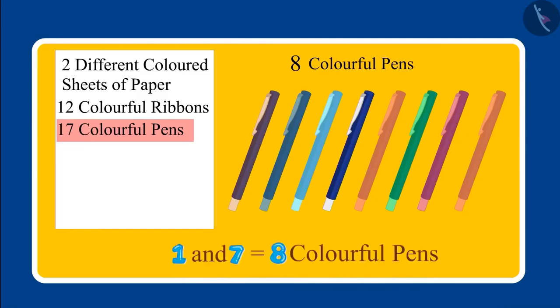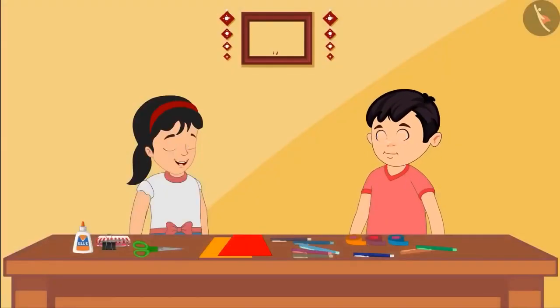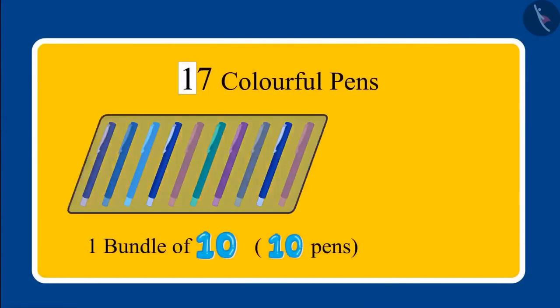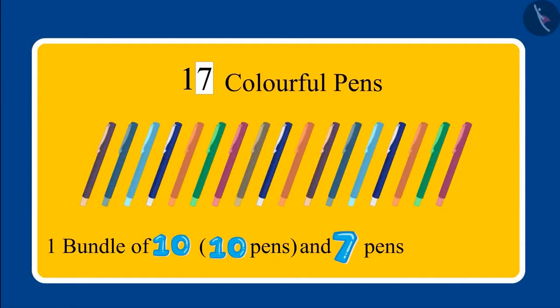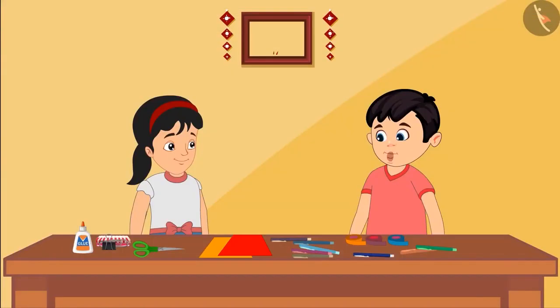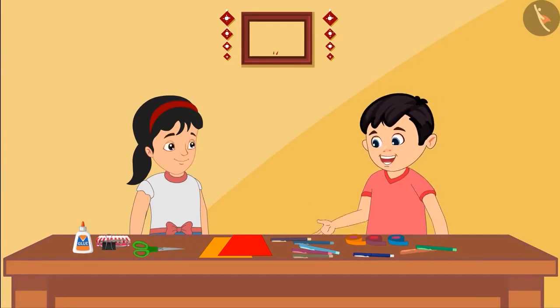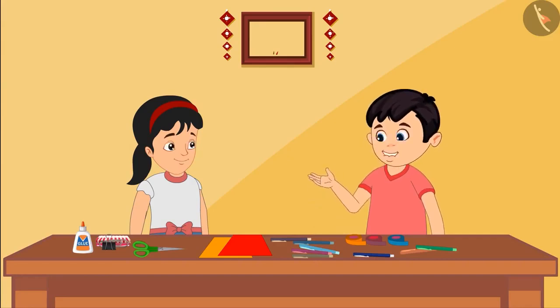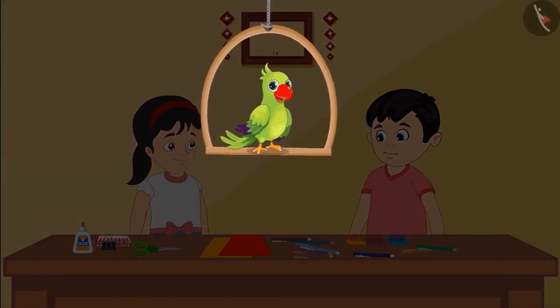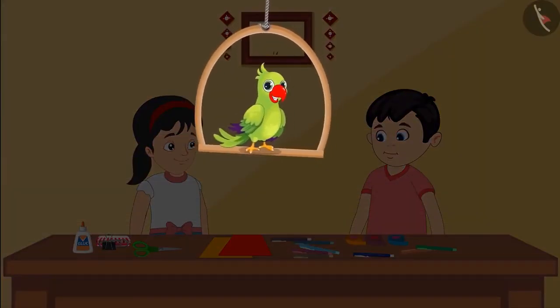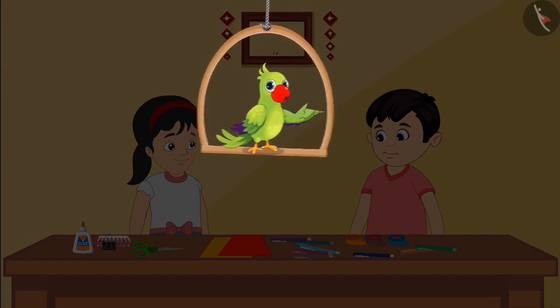I added 1 and 7 and that's why I got 8 pens. So now can you tell me the correct number of pens? Yes, 1 means 1 bundle of 10 and 7 means 7 more pens. So total 17 pens. Right, Pinky? Yes, Chotu, you are absolutely right. Come on, I will quickly go and get more pens and ribbons. Okay, Chotu, thank you. So children, now even you can read 2-digit numbers correctly like Chotu, right?